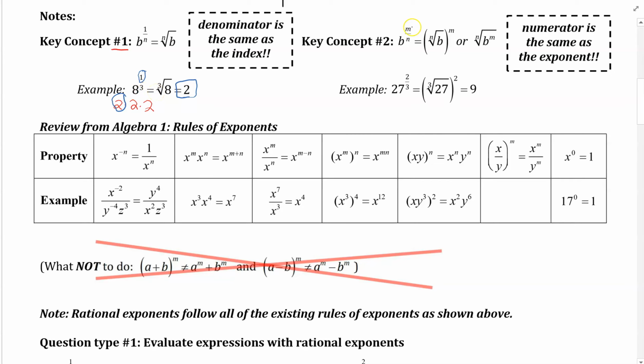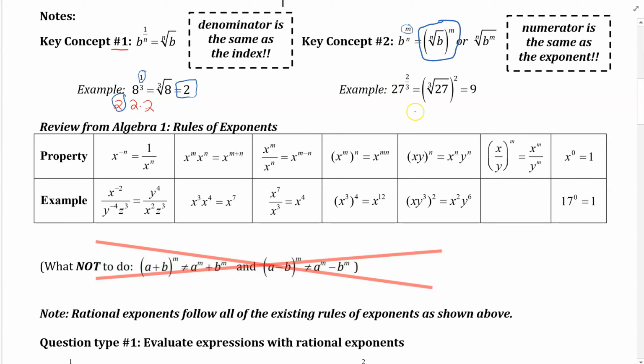And then when the numerator is something other than 1, so now we have an m over n fraction, we can think of that in 2 different ways. First, we could think of it as taking the nth root first and then raising that to the power of m. Or we can think of that as raising it to the power of m first and then taking the nth root. This is the way that I find to be the easiest to do.